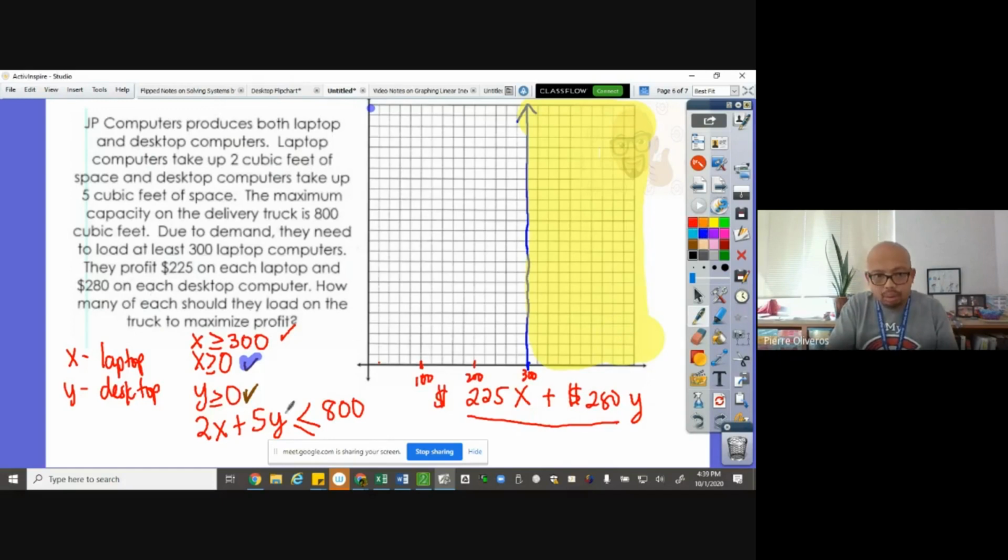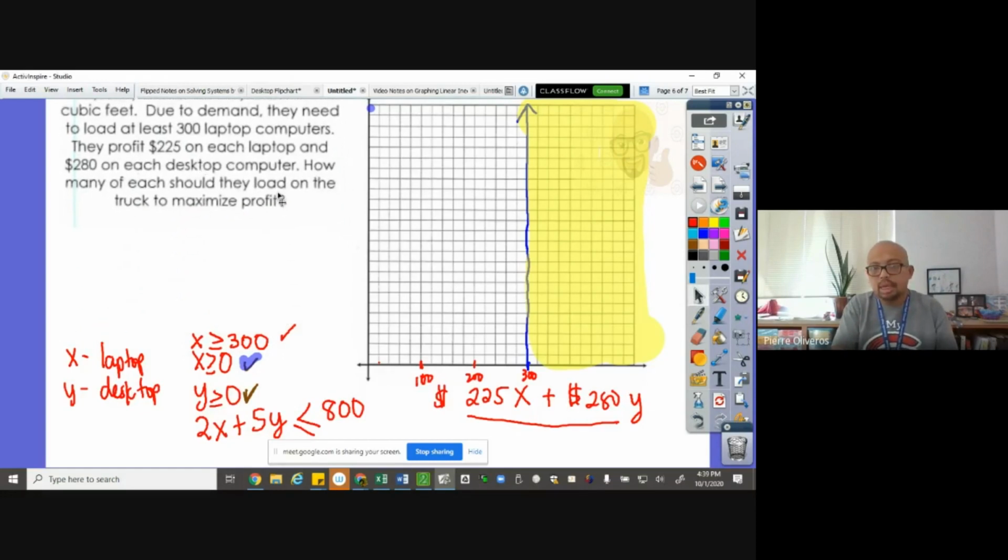Now let's do the other one. 2x plus 5y less than or equal to 800. Let me move this one a little bit here and solve it. We can do it two ways. You can isolate the y here, or we can use the x-intercept. Let's do the x-intercept to make it faster.